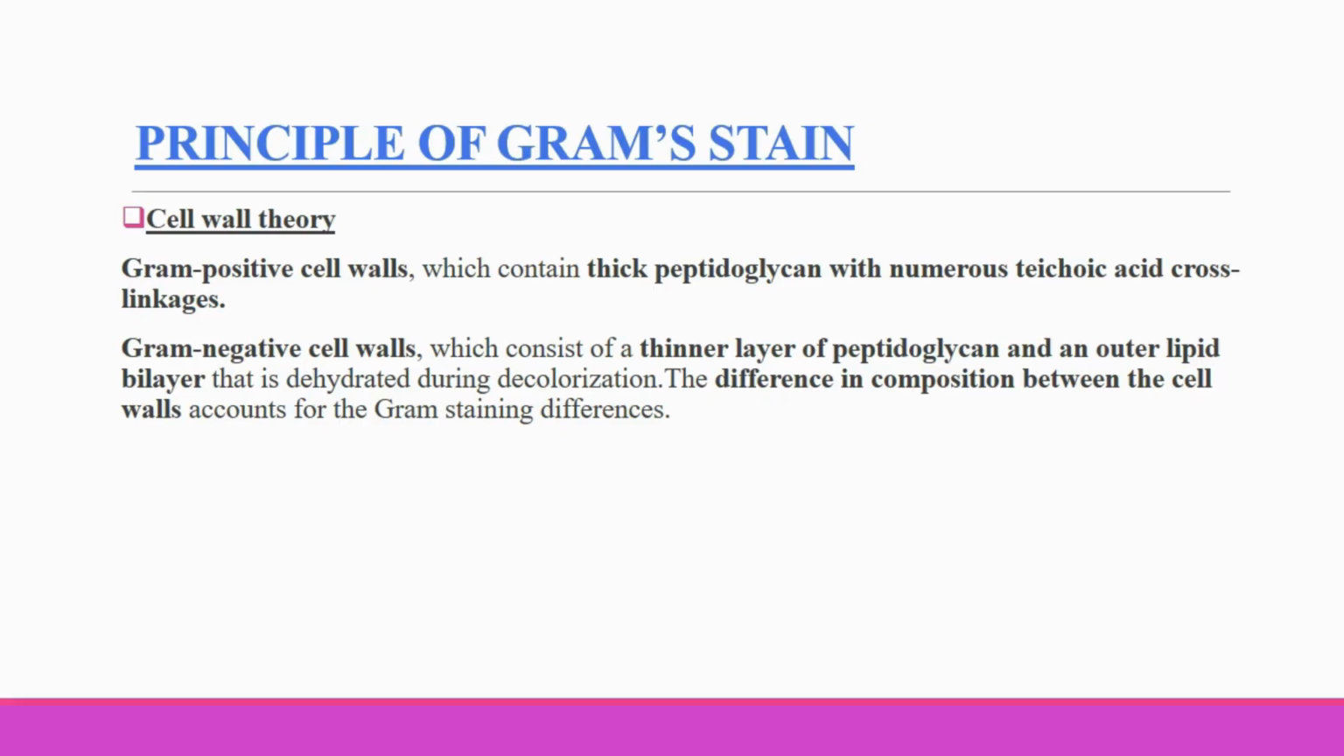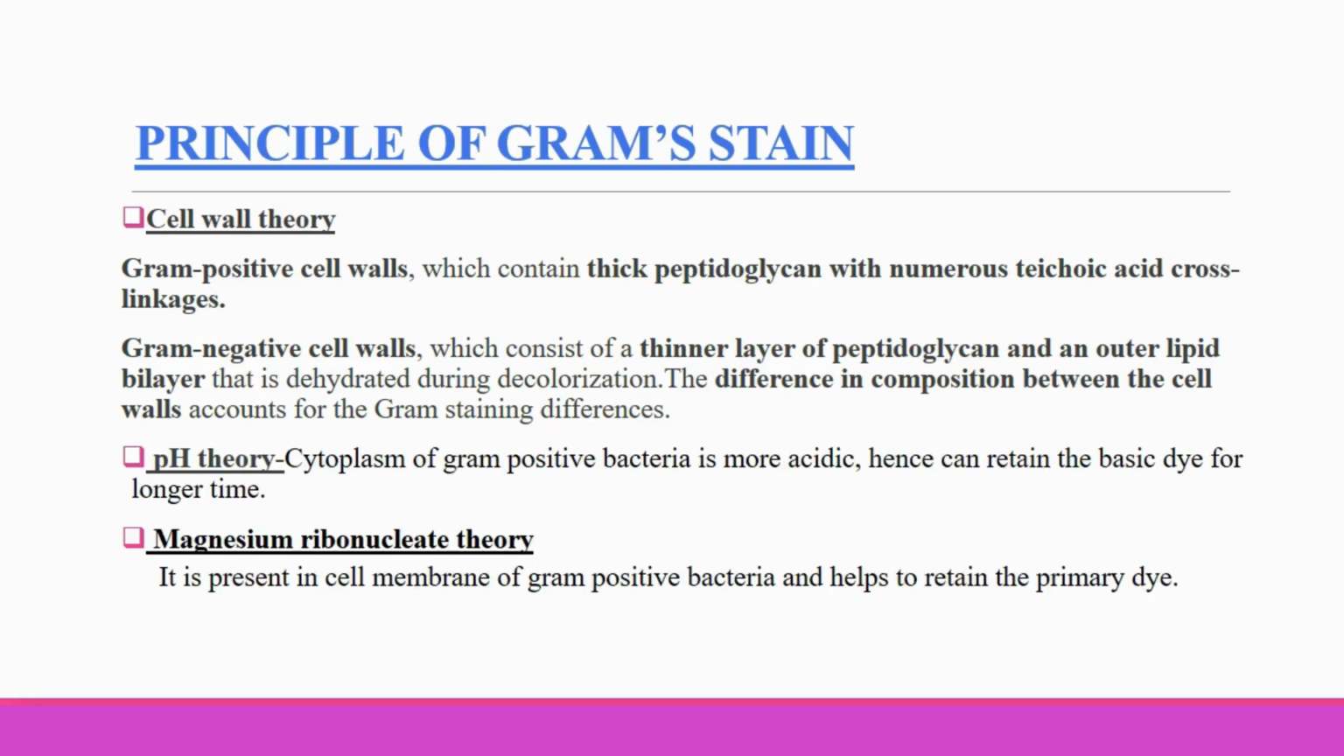So what happens is, during the decolorization step, the alcohol dissolves the outer membrane of the gram-negative bacteria, allowing the crystal violet iodine complex to wash away. Whereas in gram-positive bacteria, this complex is retained because their thick peptidoglycan layer becomes dehydrated and traps the dye.